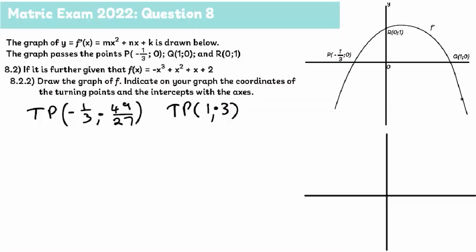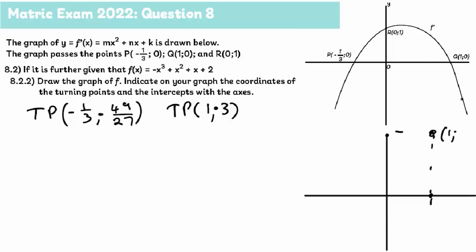On to question 8.2.2. Draw a graph of f. Indicate on your graph the coordinates of the turning points and the intercepts with the axes. So first of all, we know from the previous one that x is 1. So let's say this is 1 there, and then somewhere up over here is 3. So here's one turning point.